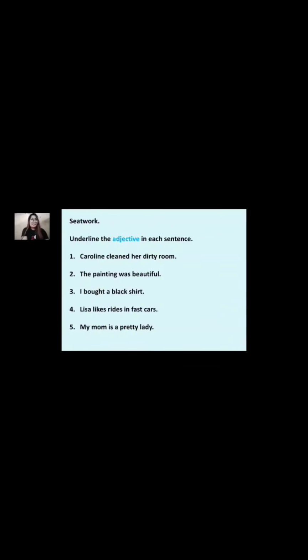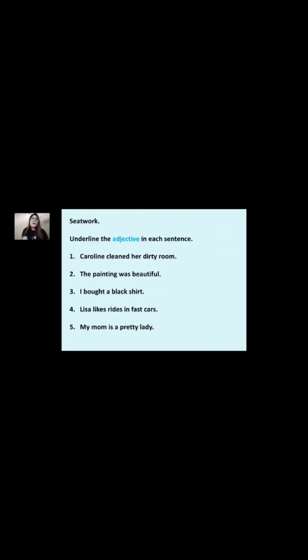Okay, so let us answer this activity. Number 1, Caroline cleaned her dirty room. What is the adjective? The adjective is dirty. Dirty describes the noun room. 2, the painting was beautiful. What is the adjective? The adjective is beautiful. Beautiful describes the noun painting.